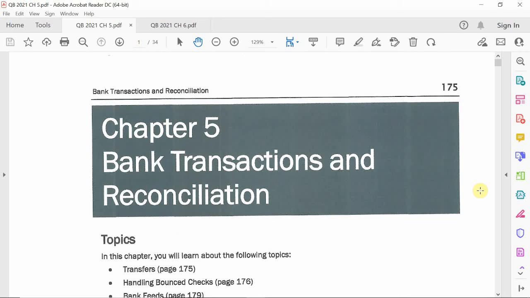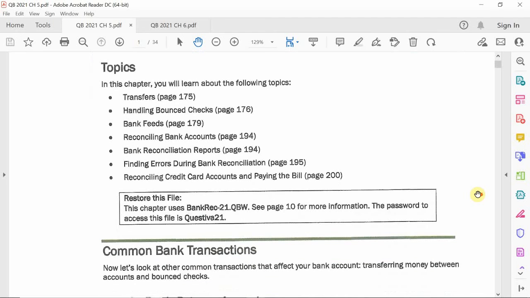Right, so welcome back to QuickBooks after your first exam. We're going to be continuing on with Chapter 5, Bank Reconciliation and Bank Transfers, okay? So again, in this book, it tells you that you need to be opening your portable file, Bank Rec 21, okay?